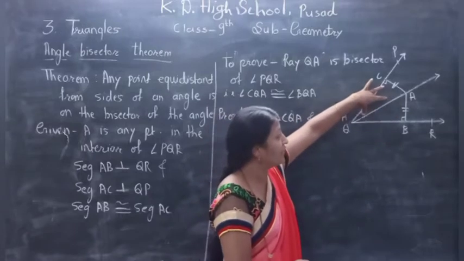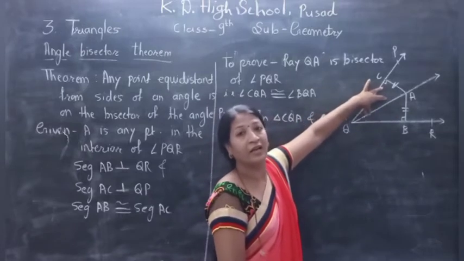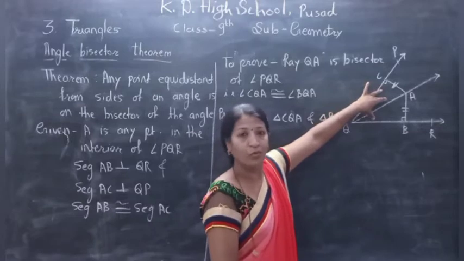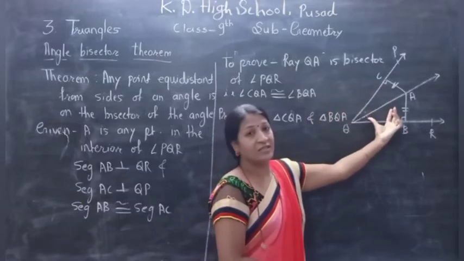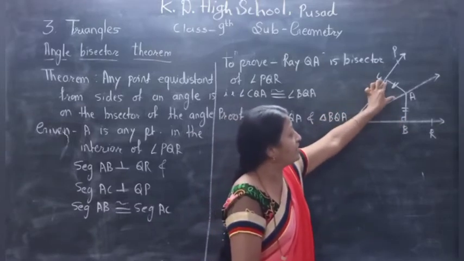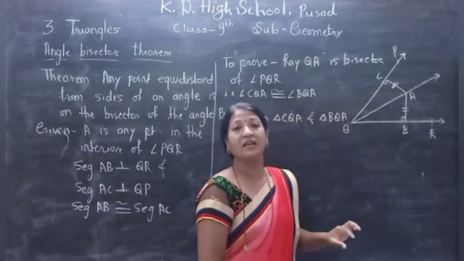This common side QA that we are seeing, what is it? Hypotenuse. Okay, so hypotenuse is the common side and AC congruent to AB, it is given.